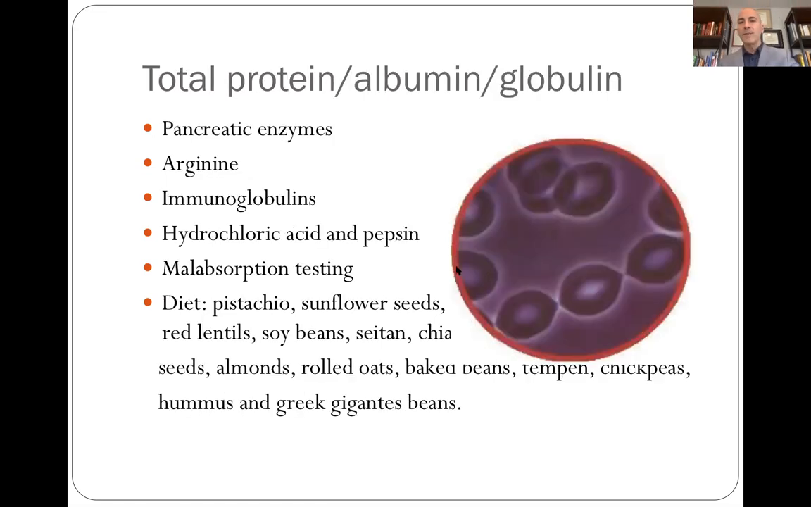This next slide here talks about total protein again. Remember, we talked about the total protein being composed of 2 types of subproteins, albumin and globulin. Now, albumin is a protein in the blood that carries different nutrients and medications.